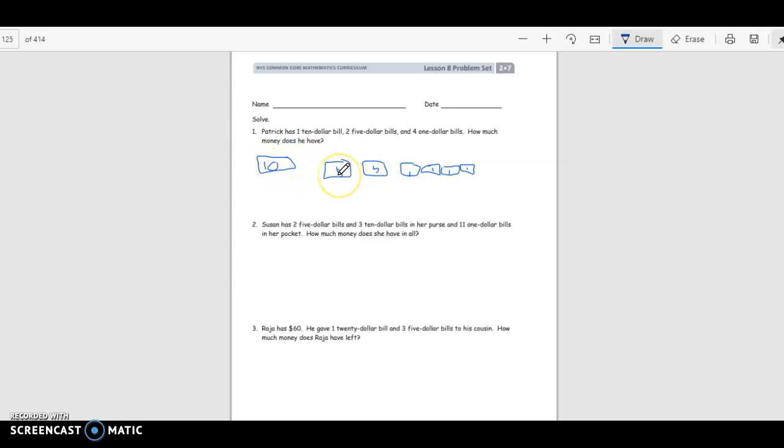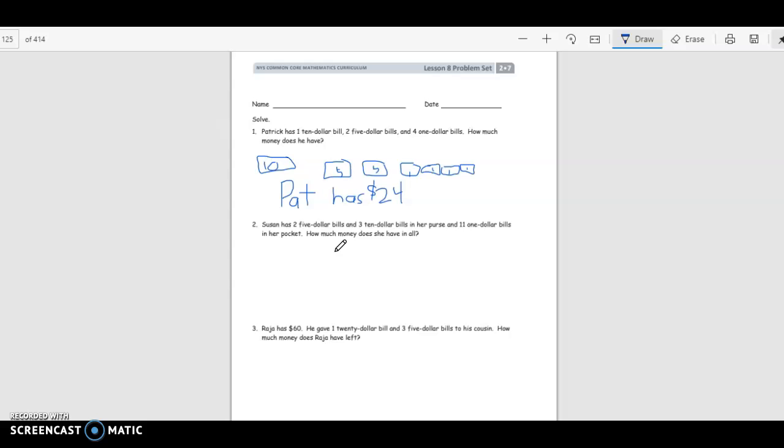10 plus 5 is 15, plus 5 is 20, 21, 22, 23, 24. So Patrick, I'm just going to shorten it to Pat so I can save us a little time. Pat has 24, and then you could either write out the word dollars or you could put the dollar sign, which is what I would do, in front of the number. Pat has $24.